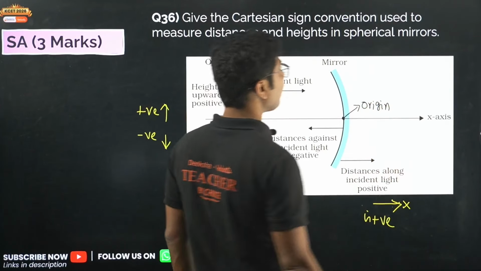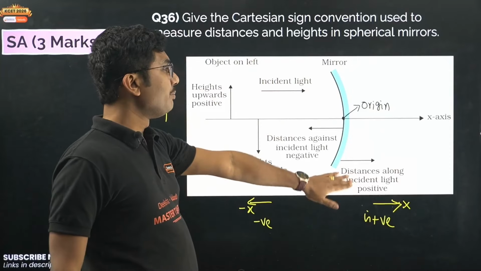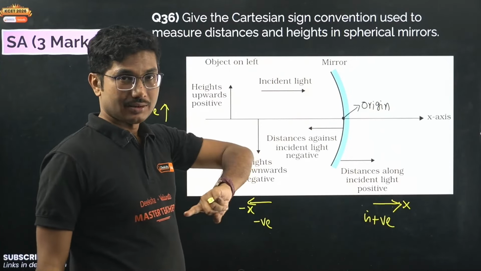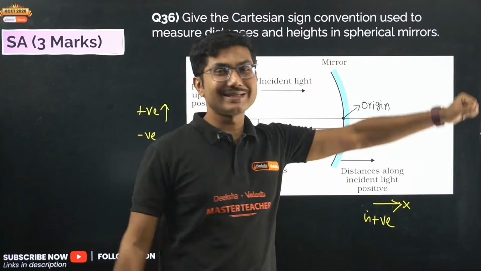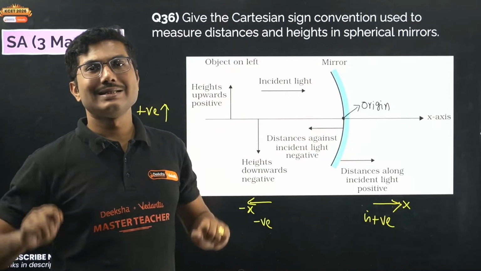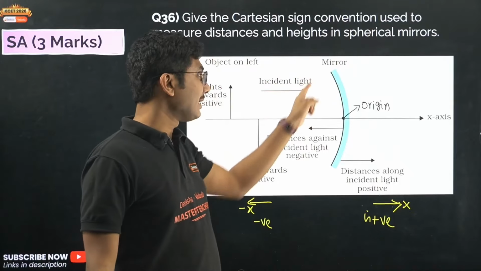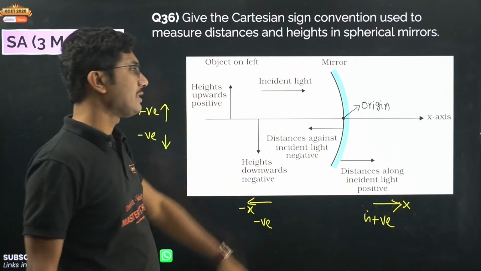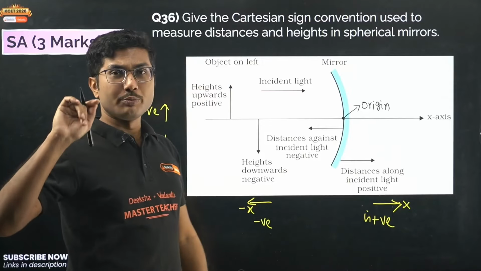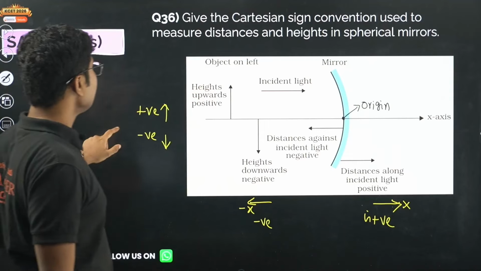Now if the same question is asked in case of lenses, instead of a mirror you have to draw a lens. Don't draw a mirror if the question is asked about lenses. Everything else is the same. If it is spherical lenses, then draw a convex lens. Remove the mirror and draw a convex lens, and the center of the convex lens should be your origin. Okay, clear?